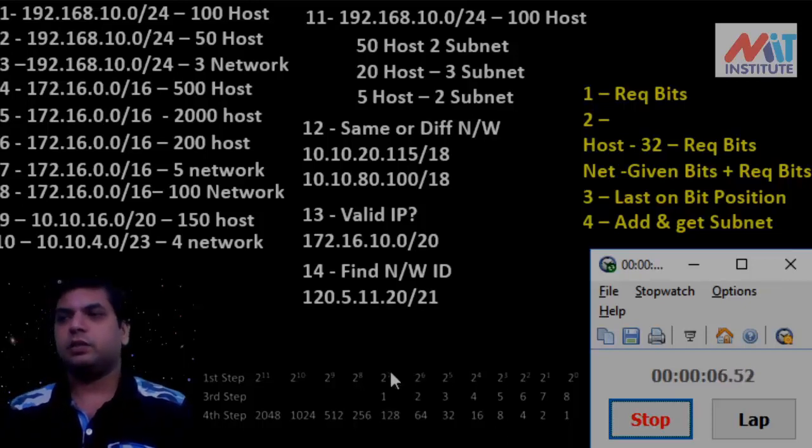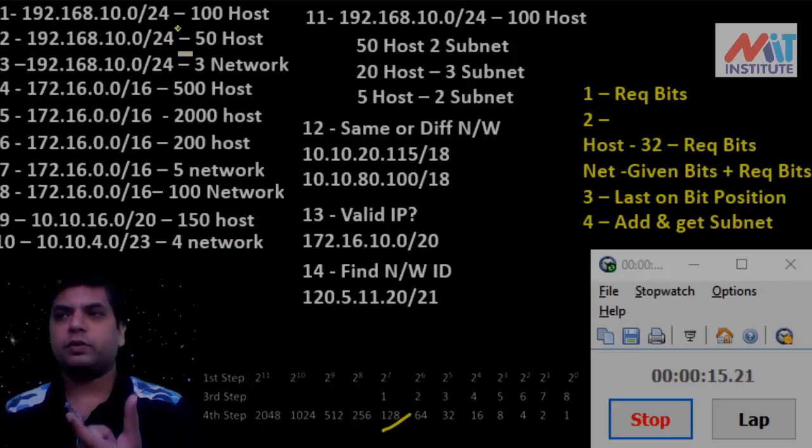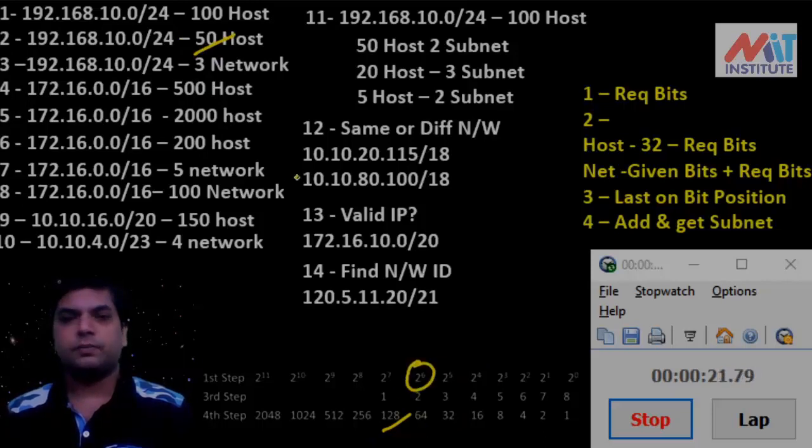7 bits we need to add 128 in the 4th octet, so the network will be 192.168.10.0 and 192.168.10.128. That's it. In the second, for 50 hosts we need 6 bits. With 6 bits we need to add 64 in the 4th octet, so 192.168.10.0, 192.168.10.64, 10.128, 10.192. That's it. Okay, then we need to subnet for 3 networks.